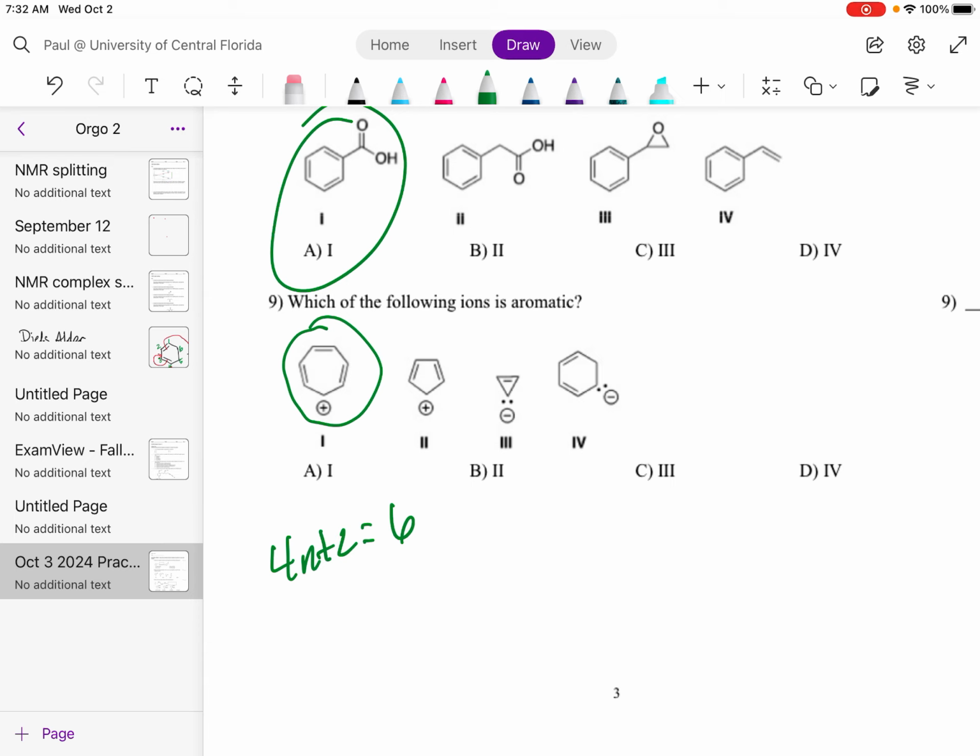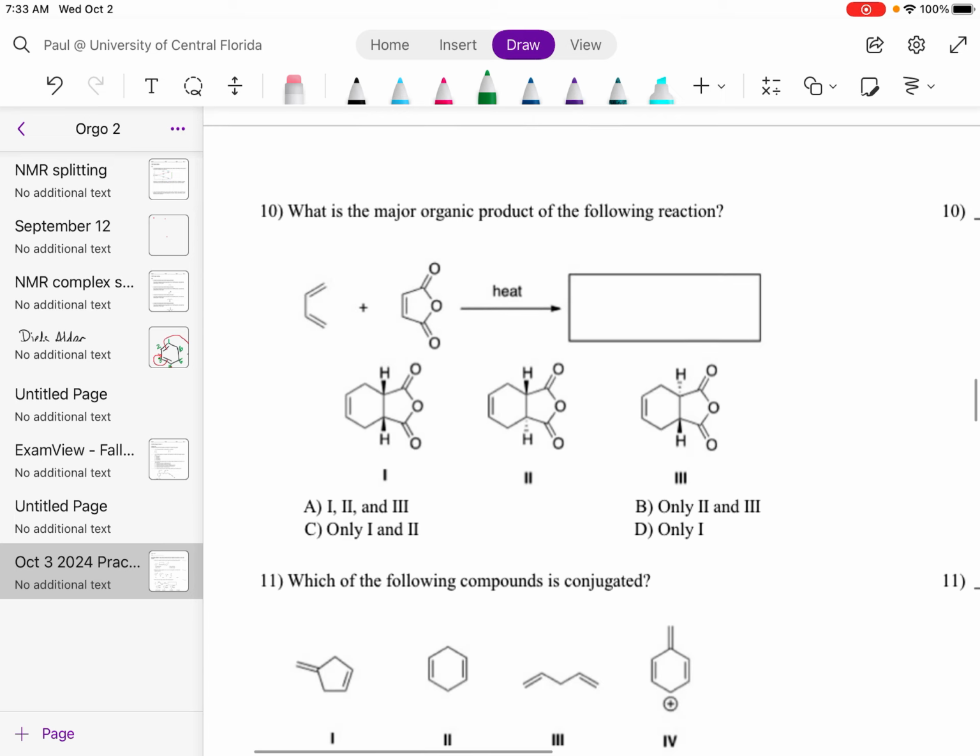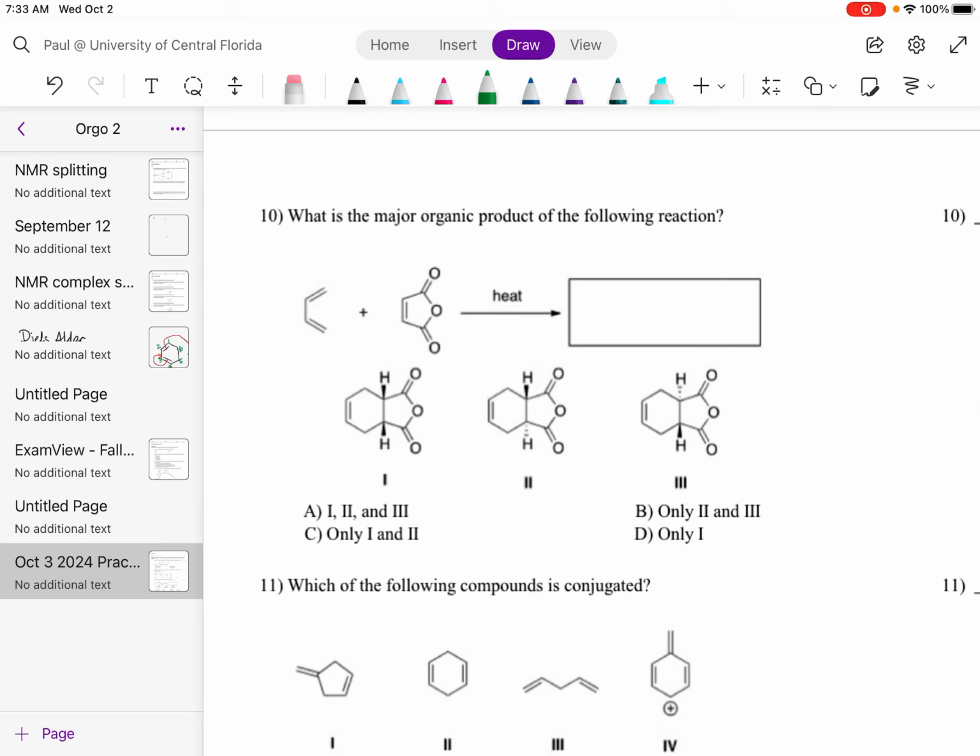So that's aromatic. Why is number 2 not aromatic? Because there are only 4 pi electrons. There's 4 pi electrons in that structure. And this one's not aromatic because we have a carbon here that's sp3 hybridized. So, answer A. What is the organic product for the Diels-Alder reaction? Got to do our mechanism.